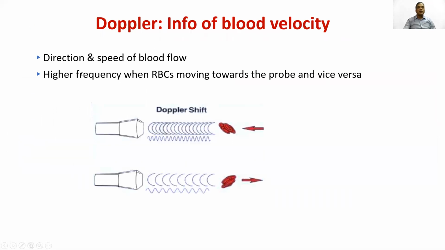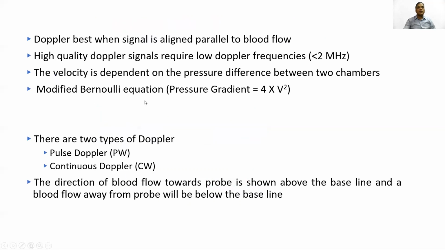Now coming to the Doppler. Doppler will tell us the directional speed of the flow. The flow that is coming towards the probe will have high velocity and vice versa. Doppler is best when the signal is aligned parallel to the blood flow. I will show you in one example. High quality Doppler is obtained with a low frequency probe like the 2 to 3 megahertz probe.